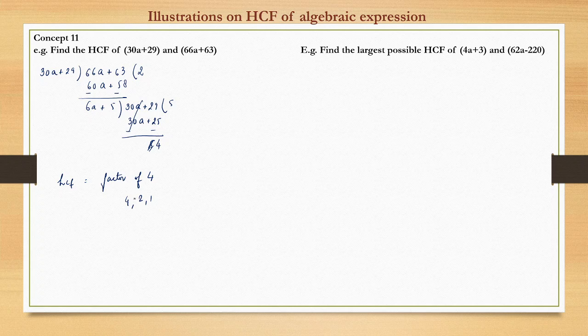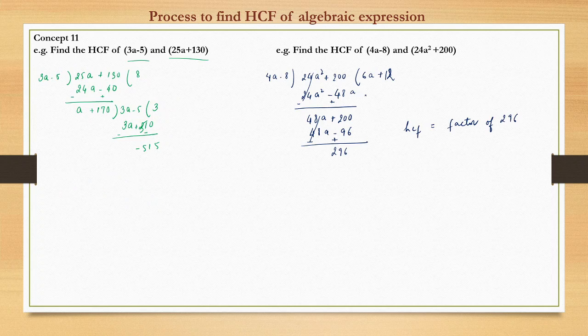We can know the HCF will be out of these numbers only, for whatever the value a takes. It means for all the integral values of a, the HCF will be either 4, 2, 1. Similarly, in the previous question, for any value a takes, HCF has to be a factor of 296. So 296 we can factorize and then see.